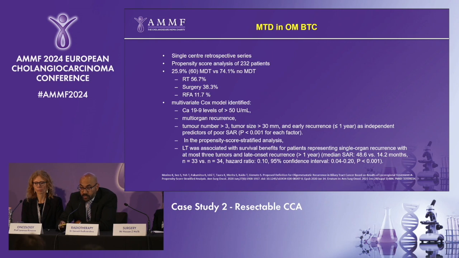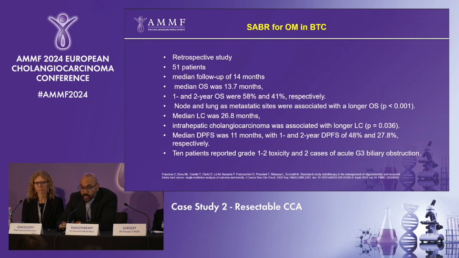recurrence occurred, so if it was less than a year, that was an independent predictor of survival after recurrence. And so they created a variety of different algorithms and nomograms to try and predict results, but we can see this patient effectively would fall into the good prognosis group, and so an active management of her oligometastatic disease would probably be indicated.